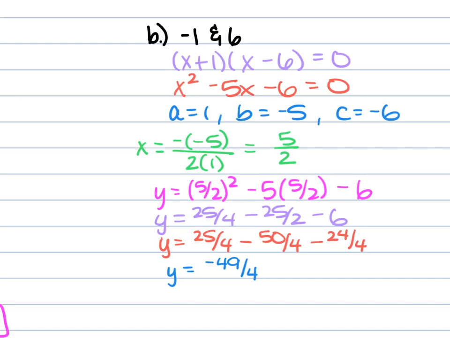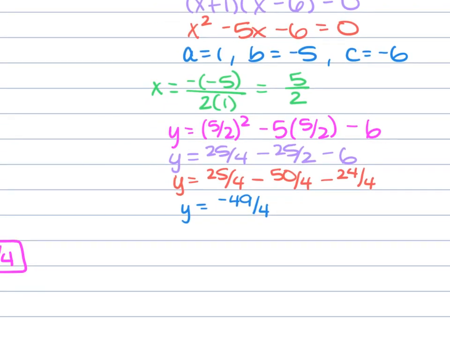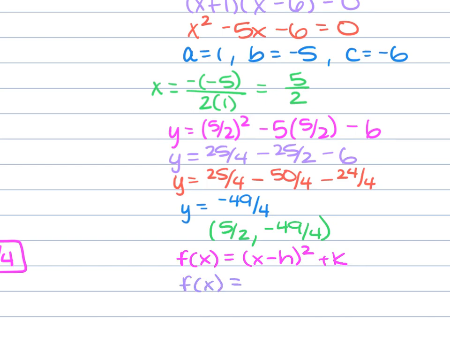Remember, you have h comma k or x comma y. So this is the ordered pair. That's 5 over 2 comma negative 49 over 4. Plug it into your formula. Remember, your formula is f of x is equal to x minus h squared plus k. The x stays. So your answer for this one's going to be f of x is equal to x minus 5 over 2 squared plus 49 over 4.